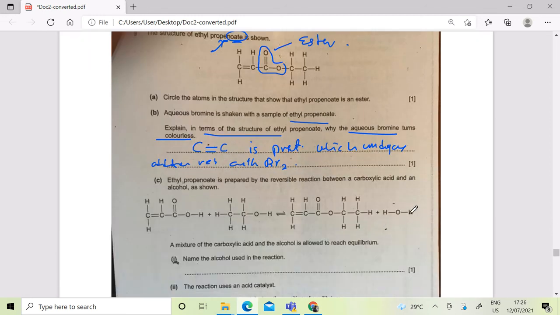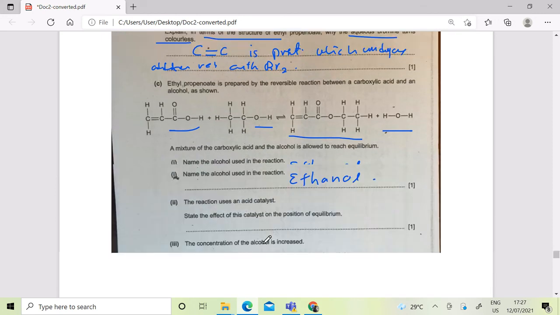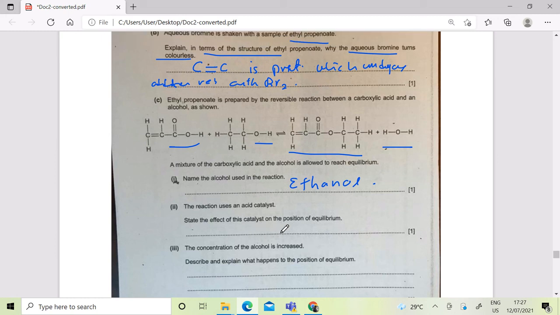Right, you got an ester formation reaction. This is ester and water formed. Esters form by carboxylic acid reacting with alcohol. Name the alcohol you see in this reaction. It is going to be ethanol. Next one. The reaction uses an acid catalyst. State the effect of the catalyst on the position of equilibrium.